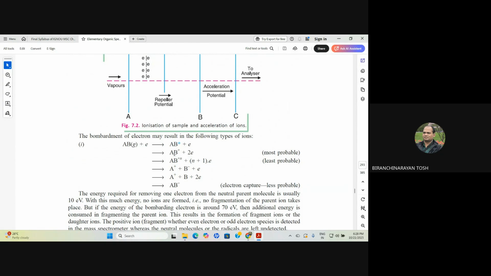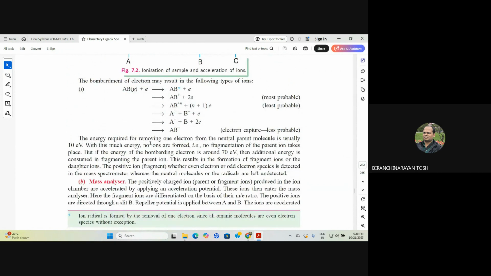Okay. So this is the most probable, that is the parent ion. Then the least probable is M plus formation, which is very difficult, and AB, then there will be fragmentation. The AB plus may be converted to A plus B minus, or it will be converted to A plus plus B plus, and 2 electrons will be released, or by releasing it will also produce AB minus by acceptance of an electron. So these things will not be detected, the negative ions, electron capture, which is least probable. So negative ions cannot be detected, only positive.